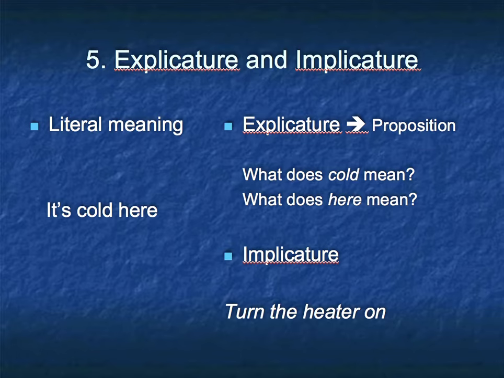So let's say we've got to the proposition. It's cold here, meaning it's physically cold in this particular room. What's the communicative value of that? What's the speaker meaning? Well, here we might be getting to the notion of something that's implied, and that's the notion of an implicature. So, for example, perhaps the person is saying, it's cold here, meaning turn on the heater. So that's how we go from explicature to implicature.